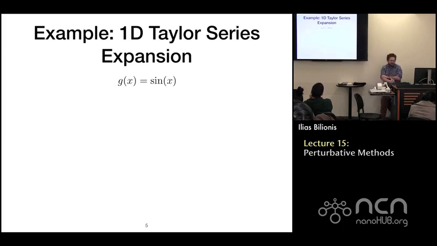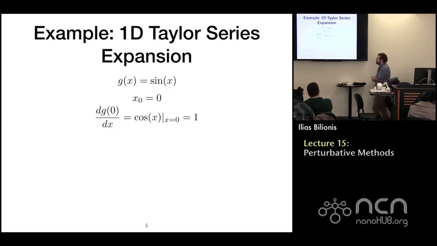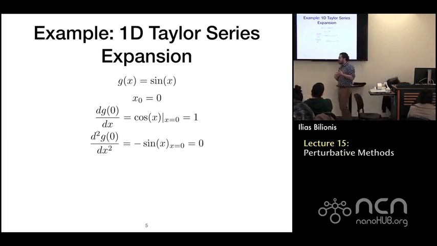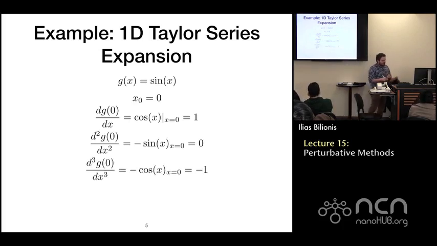So imagine that g of x is sine of x, and I pick x naught to be 0, and I'll start expanding around 0. So the first derivative is cosine of x evaluated at 0, which is 1. The second derivative is minus sine of x evaluated at 0, which is 0. The third derivative is minus cosine of x evaluated at x equals 0, which is minus 1. So you see that it goes 1, 0, minus 1, 0, 1, 0, minus 1, etc.